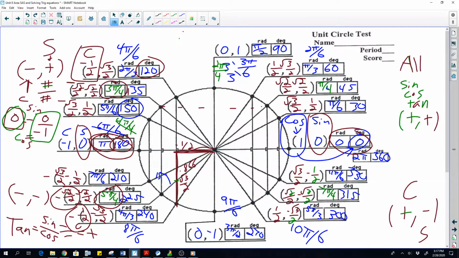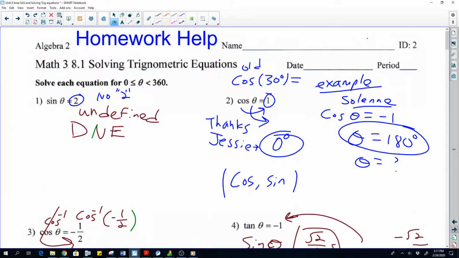Or let's see, is that it? What about over here? Where cosine, oh, that's negative 1. Nope. But if we did have a question like that, could you say it was 180? Yes, you could. That was our example from Selene that she came up with. So at 180 degrees is where cosine equals negative 1.